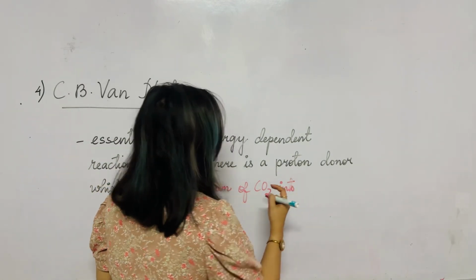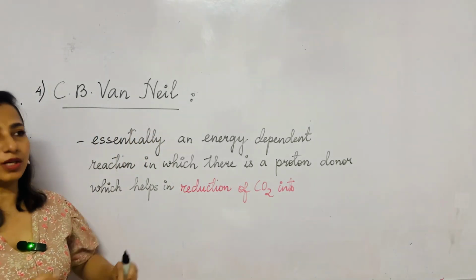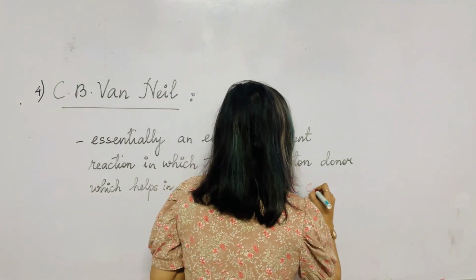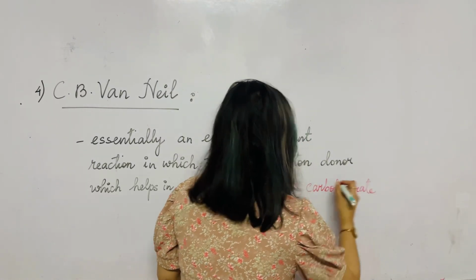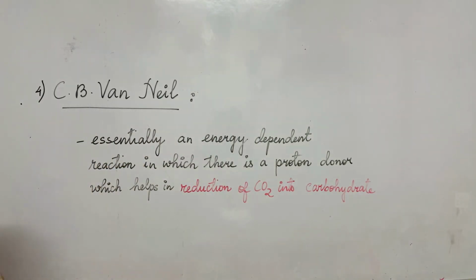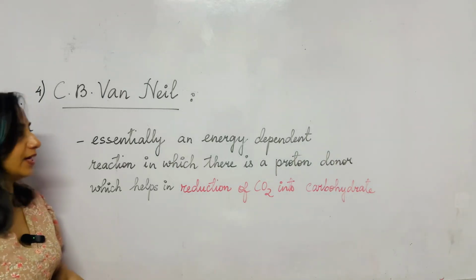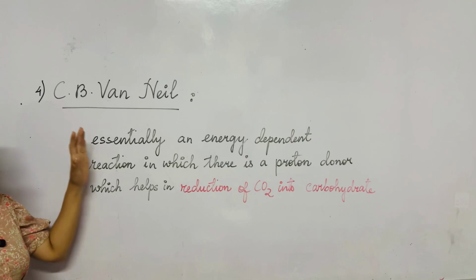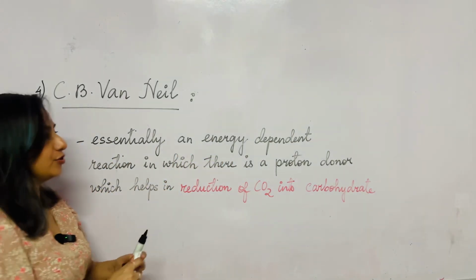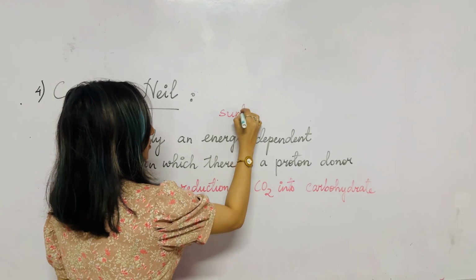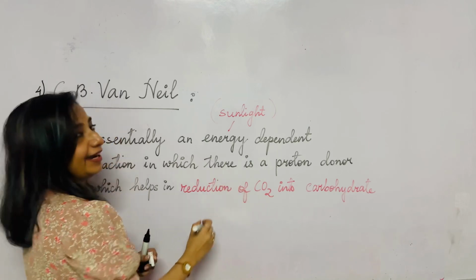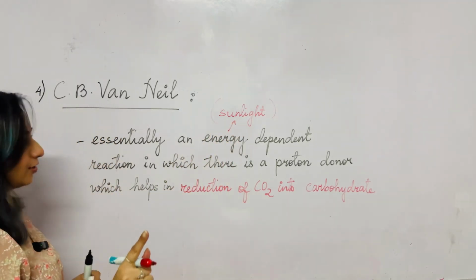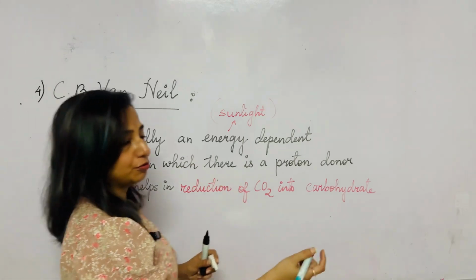So this is a very important thing. Now we know, no? Now it has been established. C.B. Van Neel in 1931, he is actually a Dutch American scientist. He proposed that photosynthesis is essentially an energy dependent reaction. That energy we know. What is that energy? That energy is sunlight, in case of plants, this is the form of energy. Clear? It's an energy dependent reaction in which there is presence of proton donor.